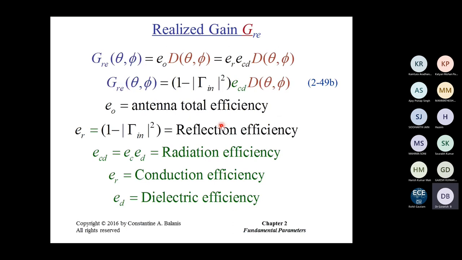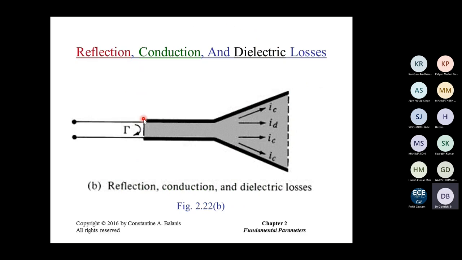So the rest of them, we are all aware of what each individual term means. It's very important to remember here now. So directivity is here, the reference of the antenna is here. Gain reference is here, input terminals of the antenna. Whereas the realized gain reference is here, input terminal of the transmission line, including the antenna system. So that becomes the realized gain.